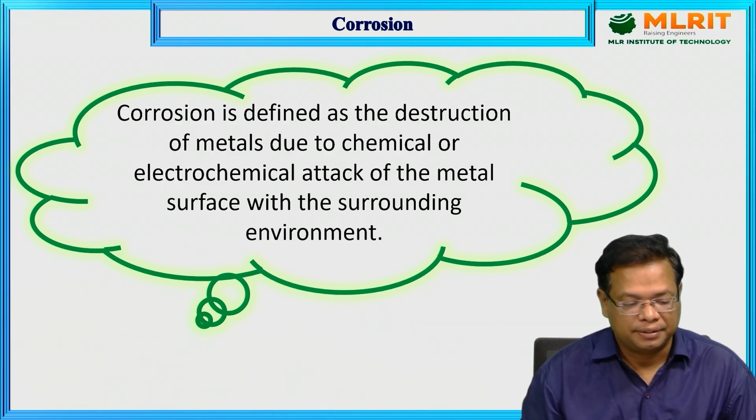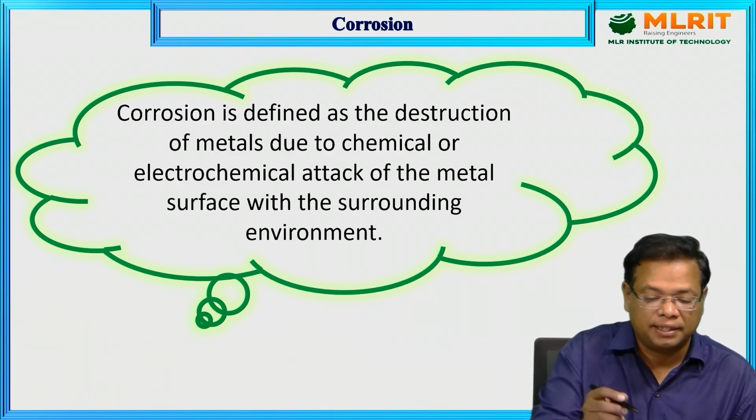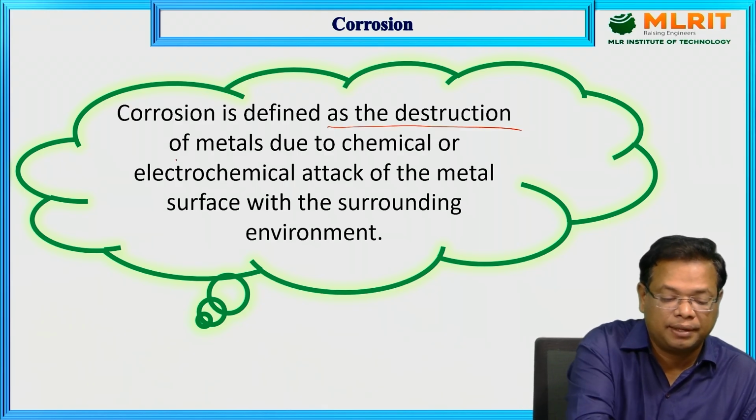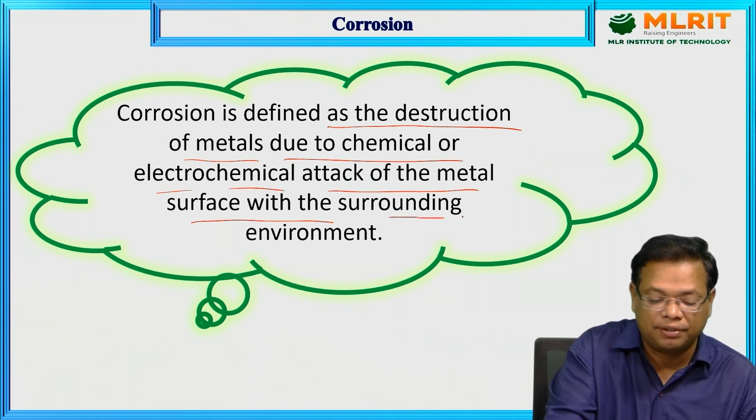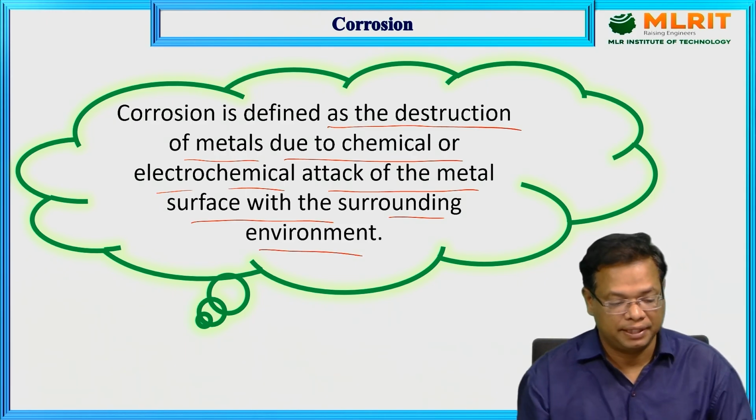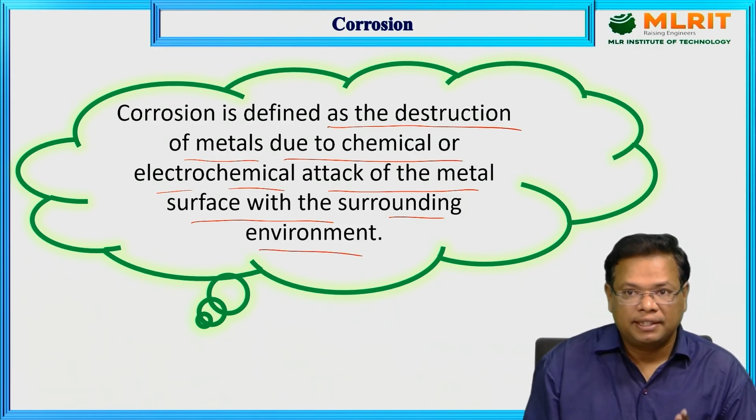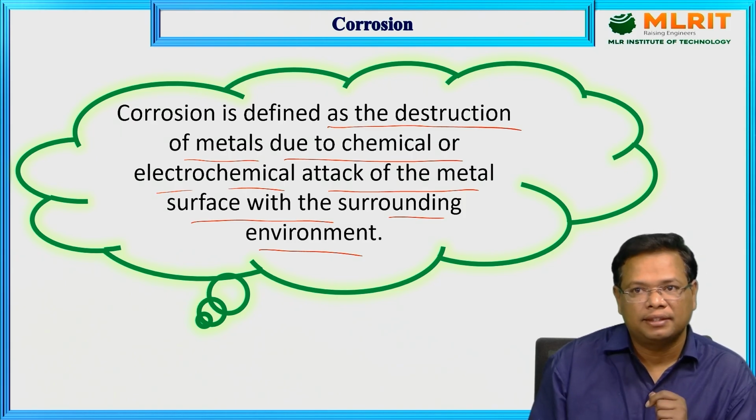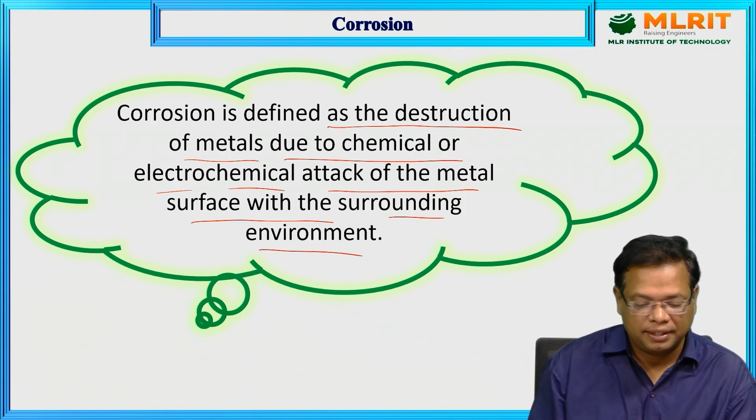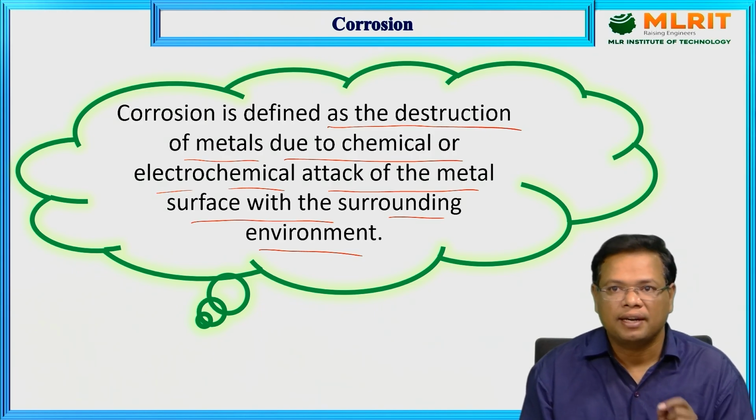Corrosion definition. Corrosion is defined as the destruction of metals due to the chemical or electrochemical attack of the metal surface with the surrounding environment. This is the definition. It is defined as the destruction of the metal surface by electrochemical attack or any surrounding chemicals. That is called corrosion or rusting.